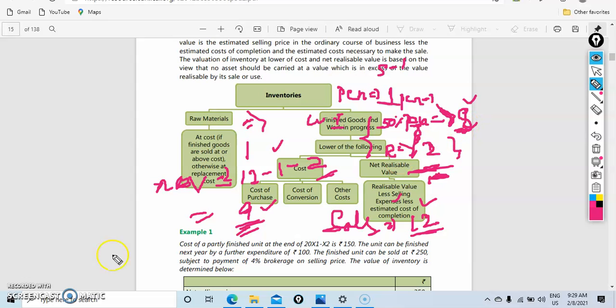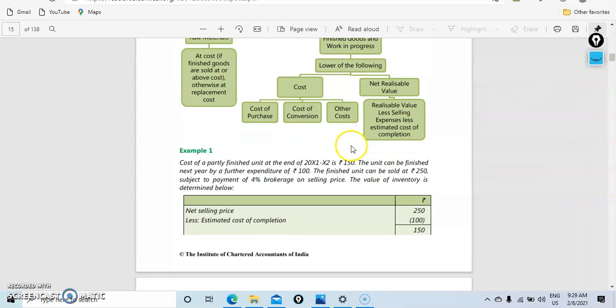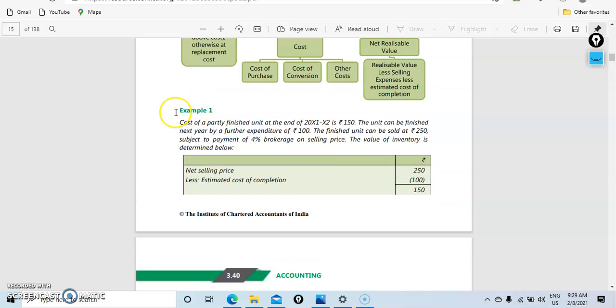So we'll use the AS 2 to value the inventory. I hope everyone understands. Now we'll go to the question. The first question only we'll see here.